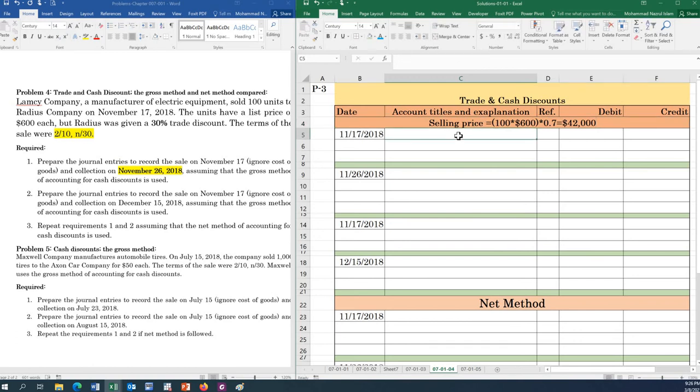Okay, now let's start. So the first one is accounts receivable debit 42,000, and sales revenue credit 42,000.